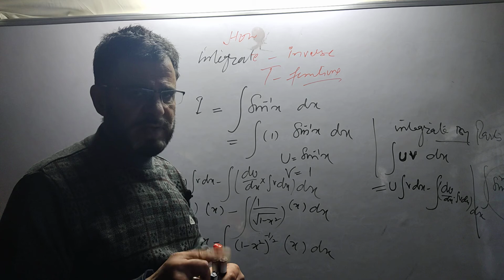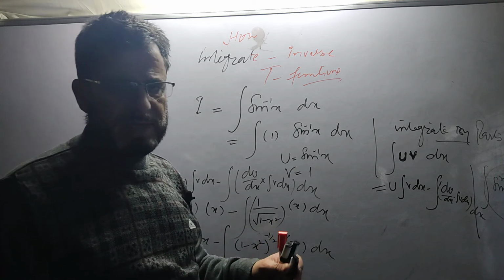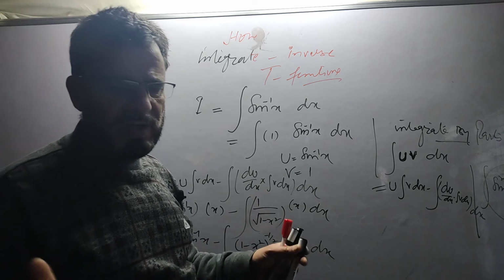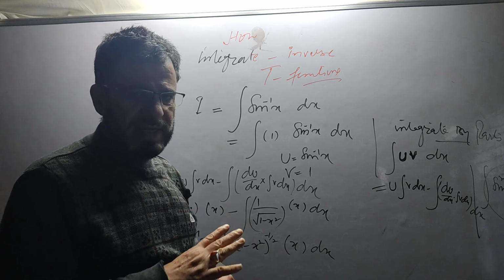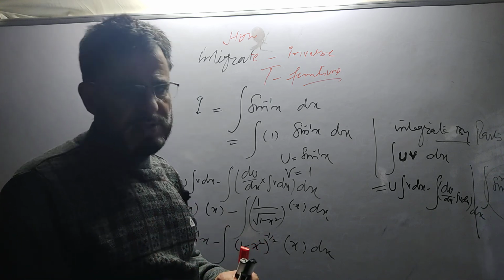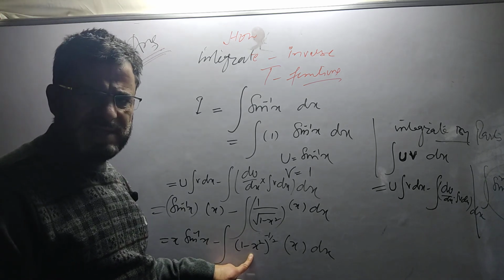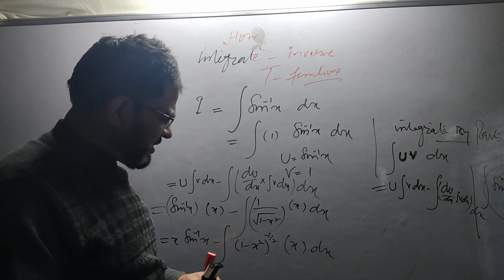Suppose you have 1 by under root of a square minus x square, 1 by under root of x square minus a square, 1 by under root of a square plus x square. All these integrals you can reduce into standard form. You can get rid of the radical by what? By substitution. Substitution is a very interesting thing. You can use it here also, x equals sine theta or cos theta, and reduce this integral by substitution.